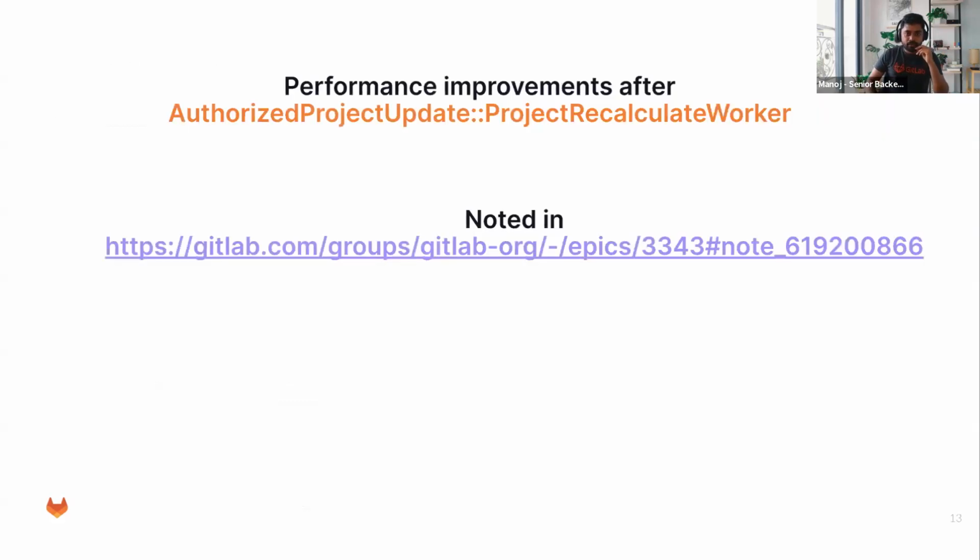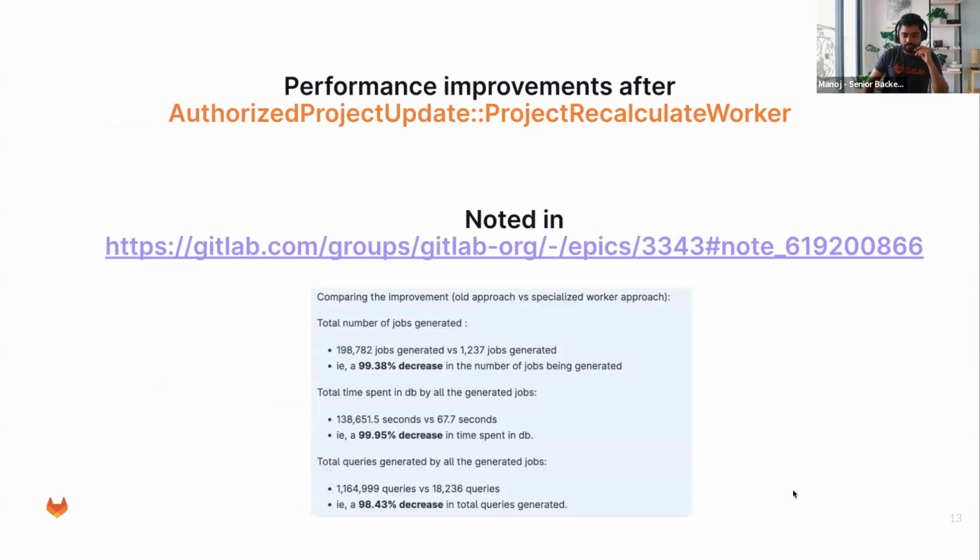When we deployed it, we had a really good improvement in all metrics that we calculated, close to 99% improvement everywhere in the number of jobs being generated, because this is n jobs versus one job, and also in the time spent in DB and the number of queries that were fired. So yeah, close to 99% improvement in efficiency there. Any questions?